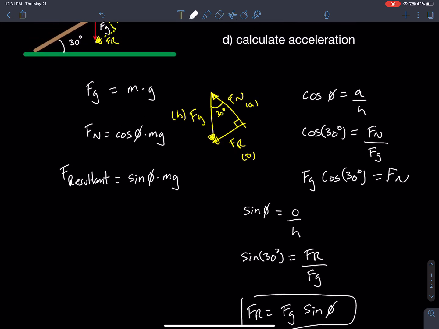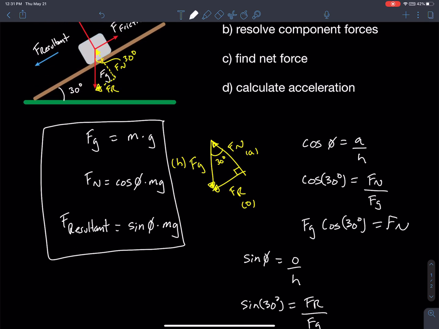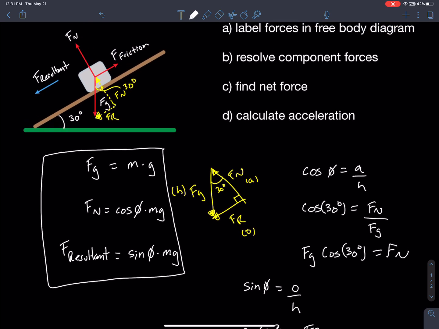Okay, so if I come back over here, these are three really important equations that we have when we're dealing with inclined planes. How to calculate the weight, which is Fg, you can always calculate that. How to calculate your normal force, which is cos theta times mg, and how to calculate your resultant force, this force over here, which is sine theta times mg. Once I have all those together, I'll be able to then calculate other things.